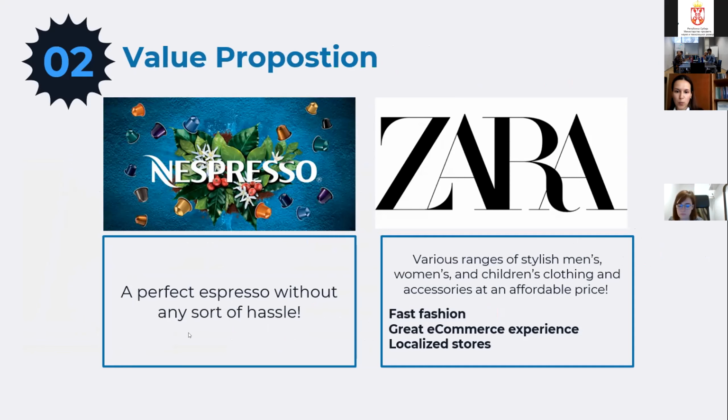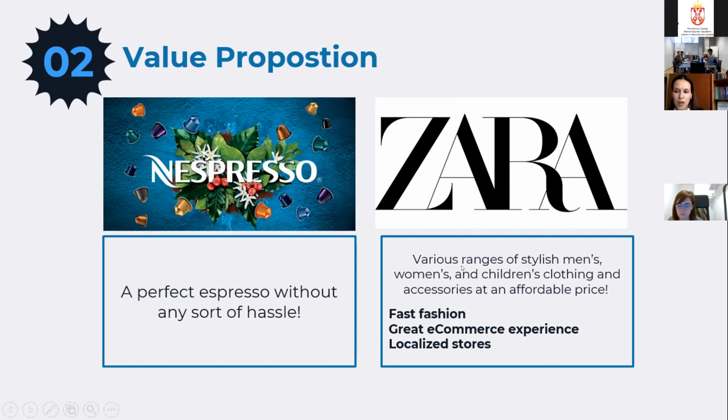For Nespresso, it's a perfect espresso without any sort of hassle. So you can see in this sentence the benefits that Nespresso offers to each targeted customer segment. In the case of Zara, the value proposition includes three main elements. Fast fashion: Zara offers new products every 3 or 4 weeks on the market. The second element of Zara's value proposition is a great e-commerce experience and localized stores.